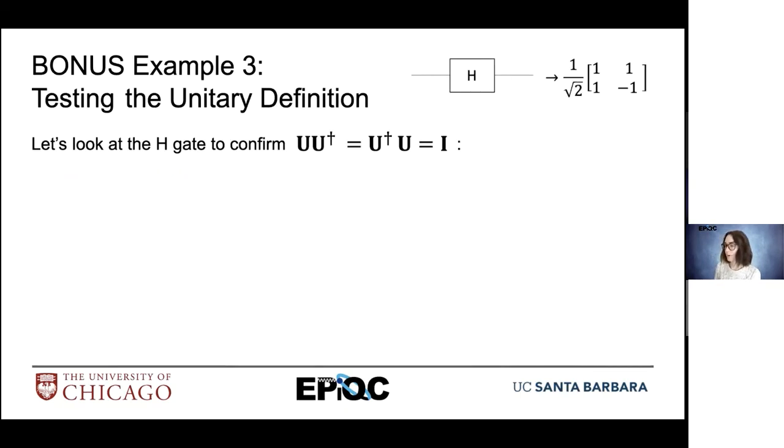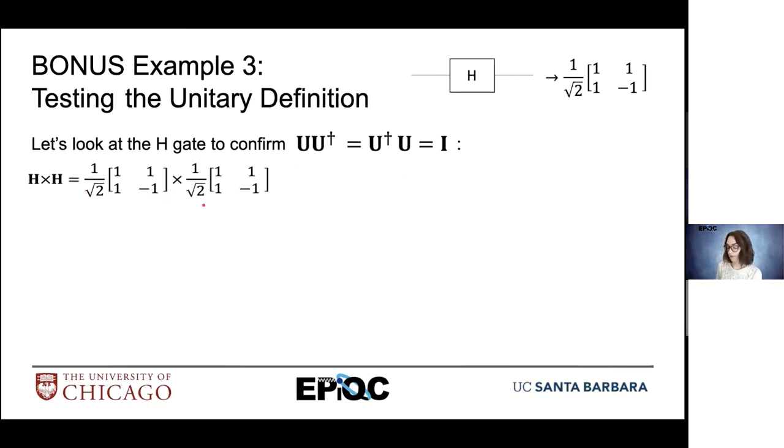So bonus example 3, we're going to test that unitary definition. We have our Hadamard operation, and we're going to confirm that the H gate is indeed unitary because it follows the rule that we defined for unitary operations. So let's take H times H. As a note, this is a matrix multiplication operation, not a tensor product. We're not having that circle around our multiplication operation. So this is just a multiplication.